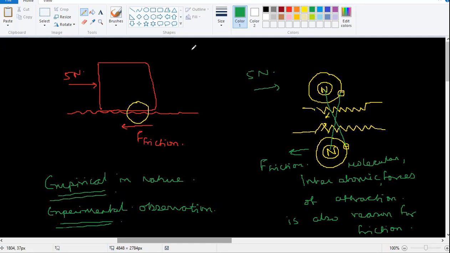Okay. So take it down. This is the theory of friction. I may not have given it in the handbook, so take it down properly.